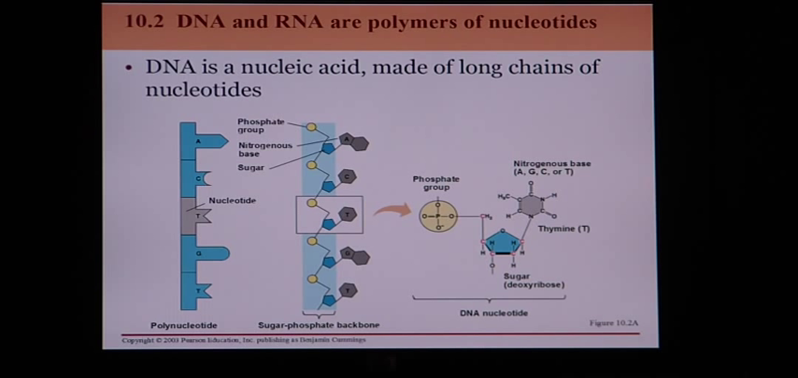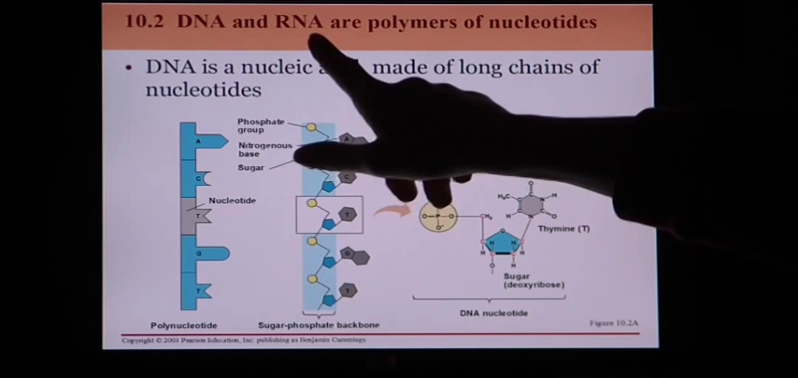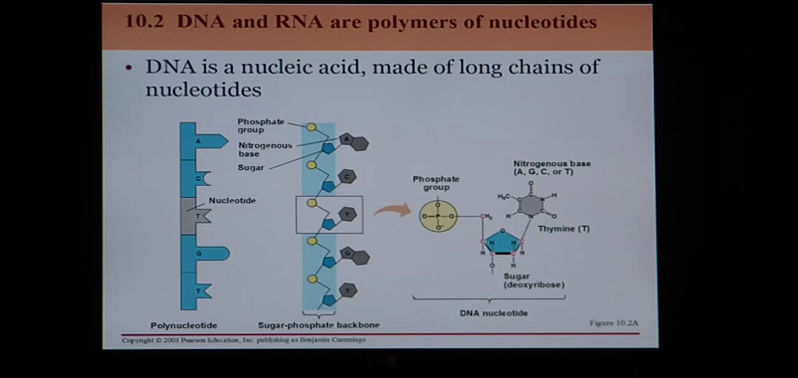In Chapter 3, we talked about the four groups of organic molecules. We started with carbohydrates, we looked at lipids, we looked at proteins, and we also looked at nucleic acids. And the nucleic acids include DNA and RNA. So we're going to remind ourselves about the basics of DNA and RNA, and then talk about how they help us to make protein.